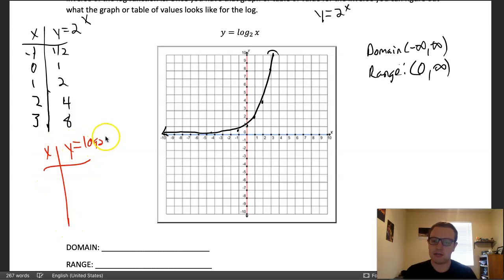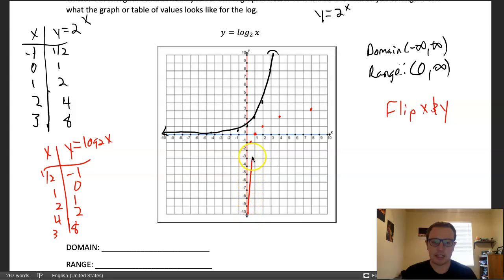log base 2 of x. So that'll be 1/2, -1; 1, 0; 2, 1; 4, 2; and 3, 8. Right, we just flip our x and y values to get your inverse. So we'd end up with 1/2, -1; 1, 0; 2, 1; 4, 2; and 8, 3. And we'd end up with something looking like this.